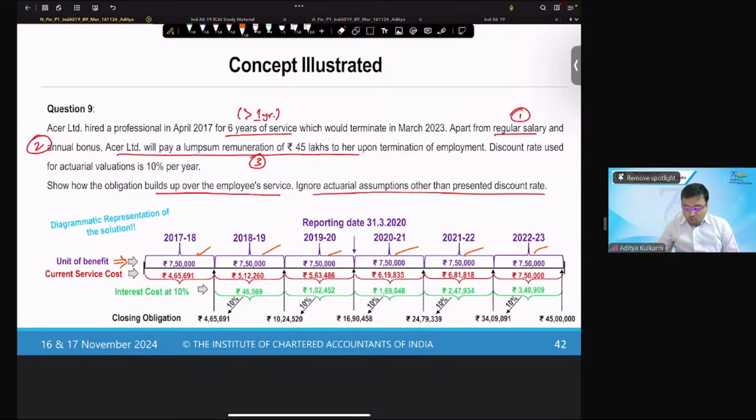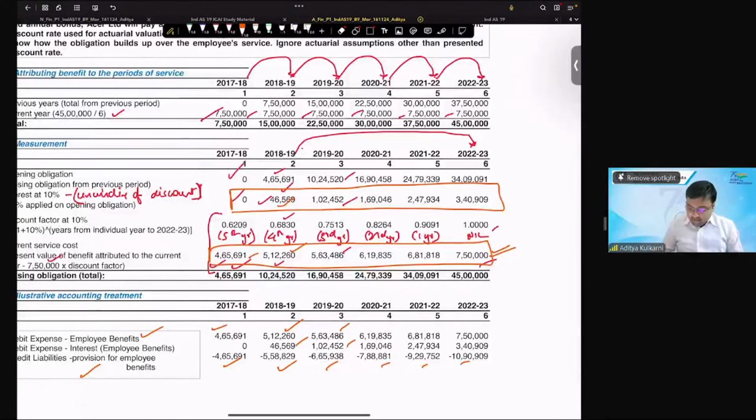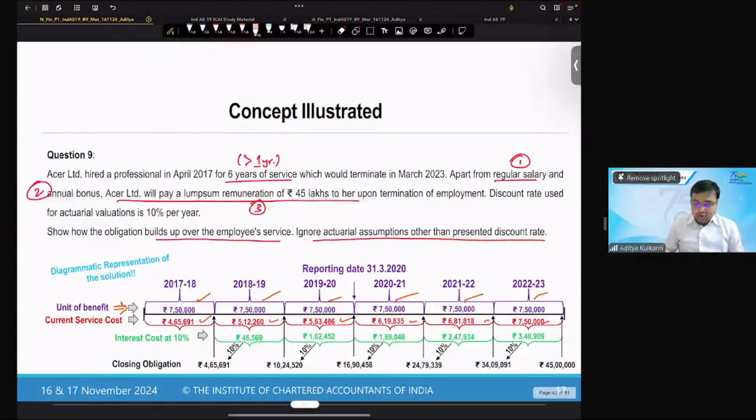When I discount it to the present value, you remember 4,65,000, 5,12,000, 5,63,000. These are nothing but the discounted values. These same figures are what I am actually taking as a hit in my P&L. We call it the current service cost.